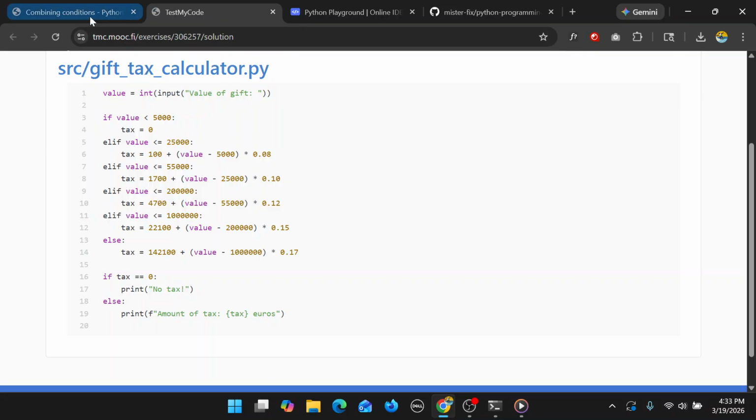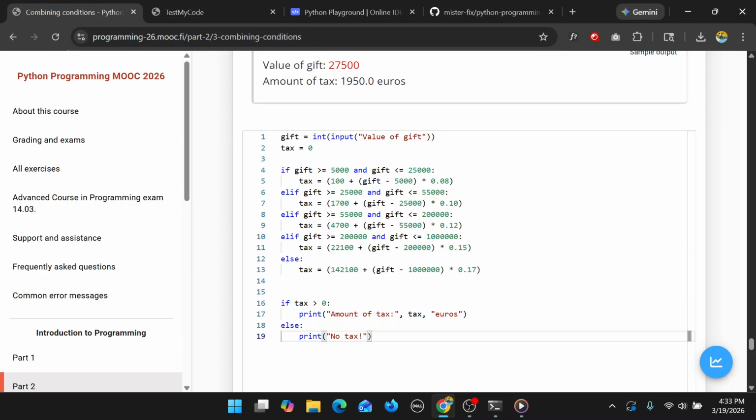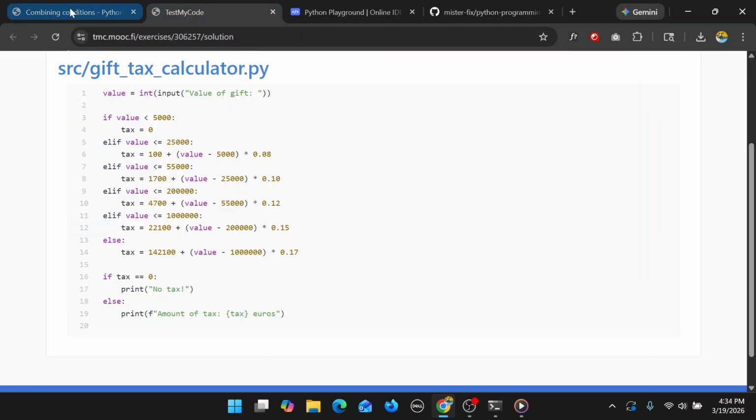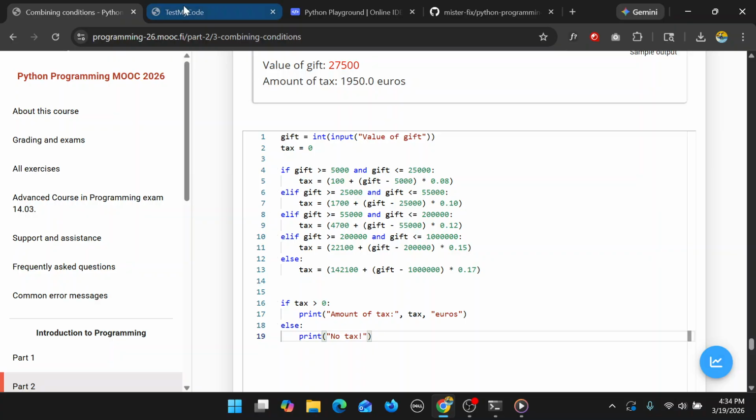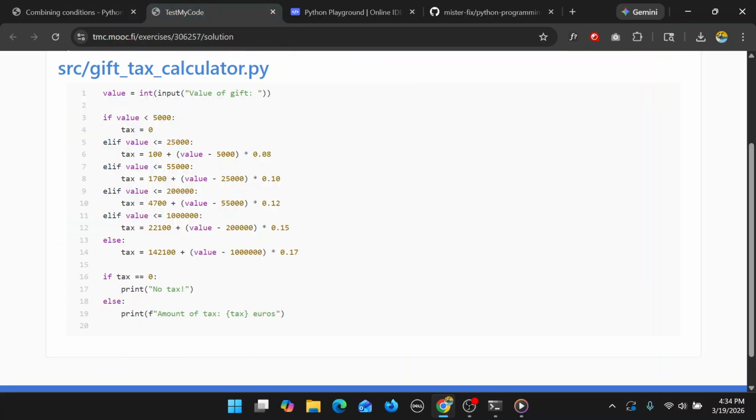So our solutions are pretty close. We used logical AND operators and chained them together instead of doing a long line of conditional checks like this. But either way works. This is my solution. This is their solution.